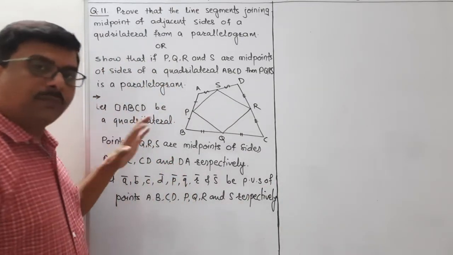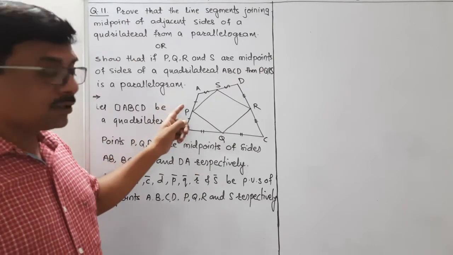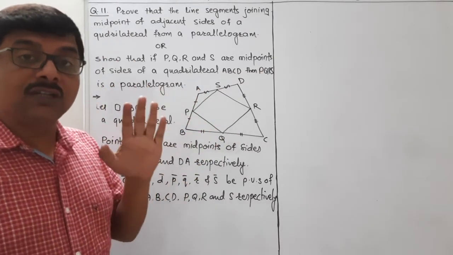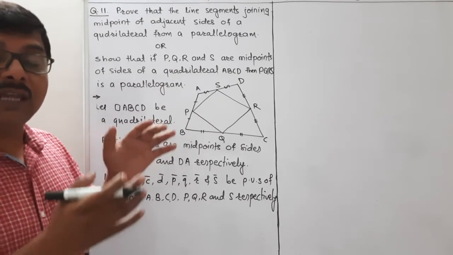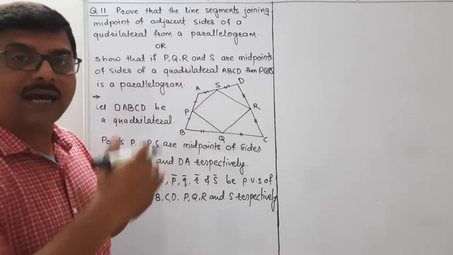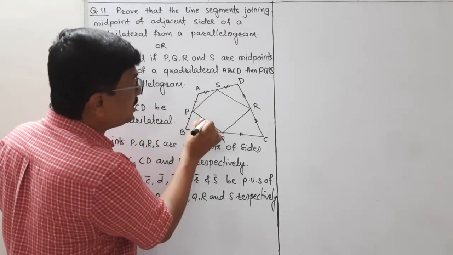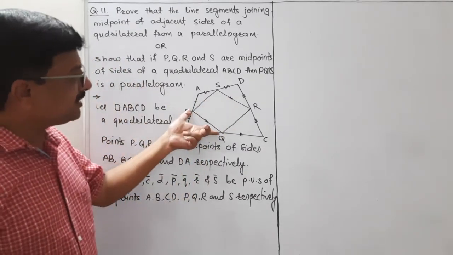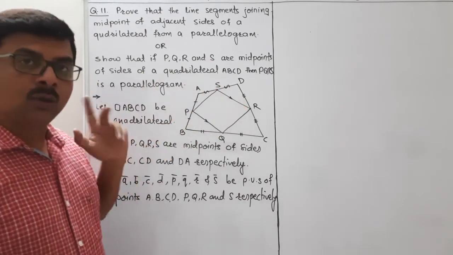Now this is about the basic things which we have represented in the figure. To show that quadrilateral PQRS is a parallelogram, we must know the definition of a parallelogram. A quadrilateral is said to be a parallelogram if its opposite sides are parallel. That means we have to find the vectors for opposite sides, PQ vector and SR vector. If you show PQ vector and SR vector are equal, then we can say that PQ is parallel to SR.